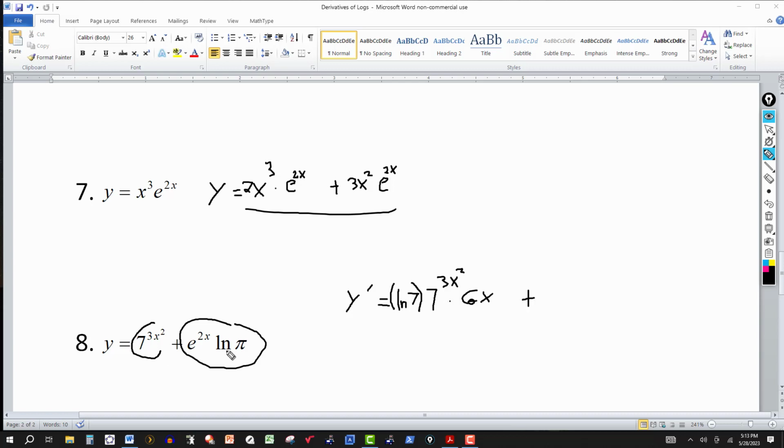Now don't think if this is a product. Had this been say ln of 3x or ln of pi x, then you can think of it as a product rule here. Doesn't have an x. Pi is just a number, it's a constant. So here we just take the derivative of e to the 2x. That's going to be 2 e to the 2x. Derivative of e to the 2x is e to the 2x times the derivative of the exponent, which is 2. And then the other part is just constant, so you just bring it along for the ride. Just put ln of pi.